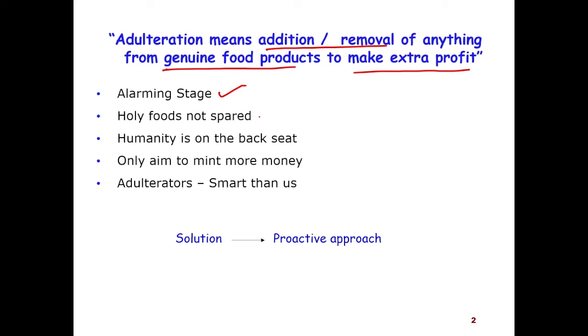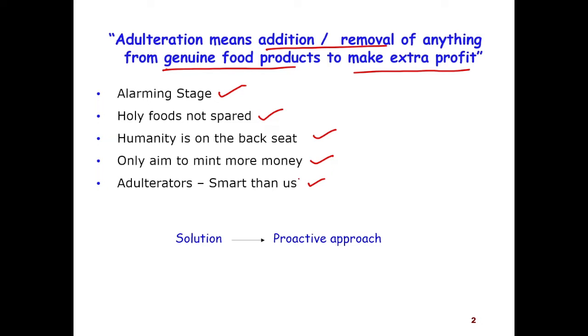Even holy foods are not spared. In order to earn money, adulterators are also adulterating the holy foods. Humanity is at the back seat. Every purpose is to mint money, every purpose is to make profits. And adulterators are smarter than us.